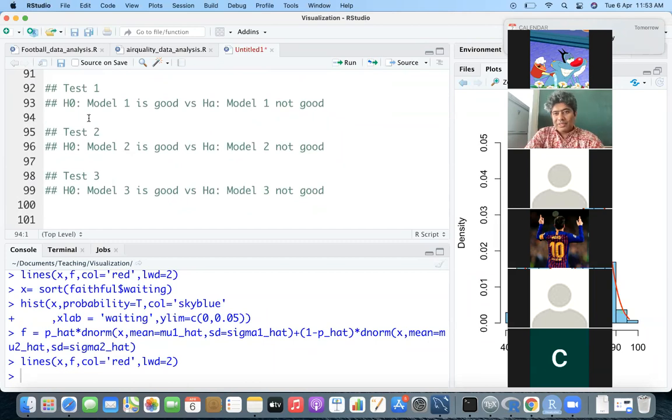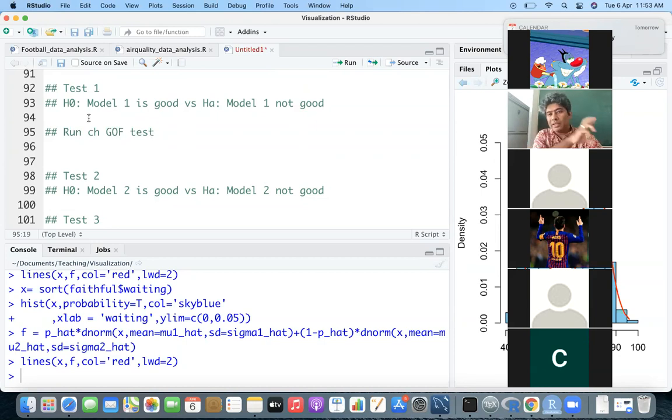Now you do the tests. You decided to run these tests separately, so you run the chi-square goodness of fit test. You know how to do that, right? Observed minus expected, whole square, divided by expected, and then take the sum. It will give you the statistic. Then you look into the chi-square values, compute the p-value from there, and then decide whether to reject or accept. You run the goodness of fit test.